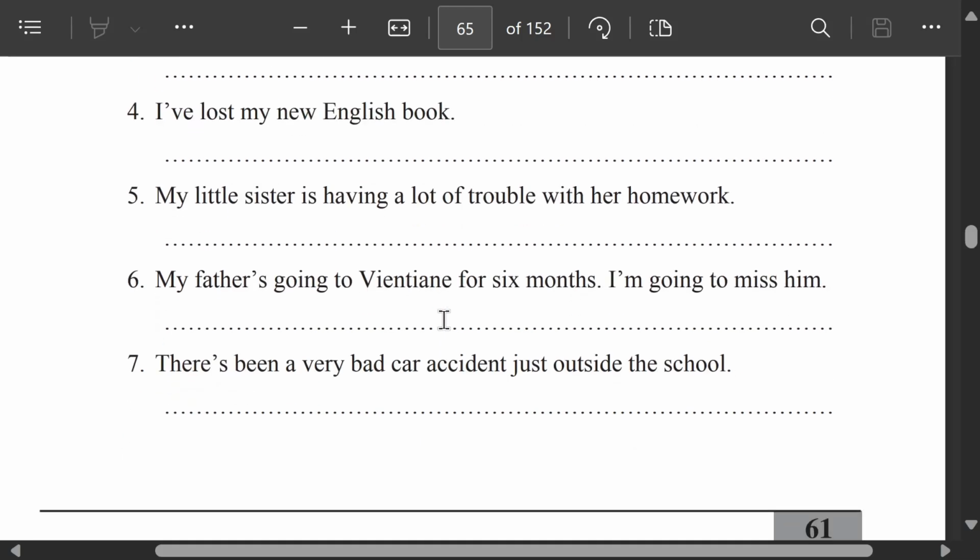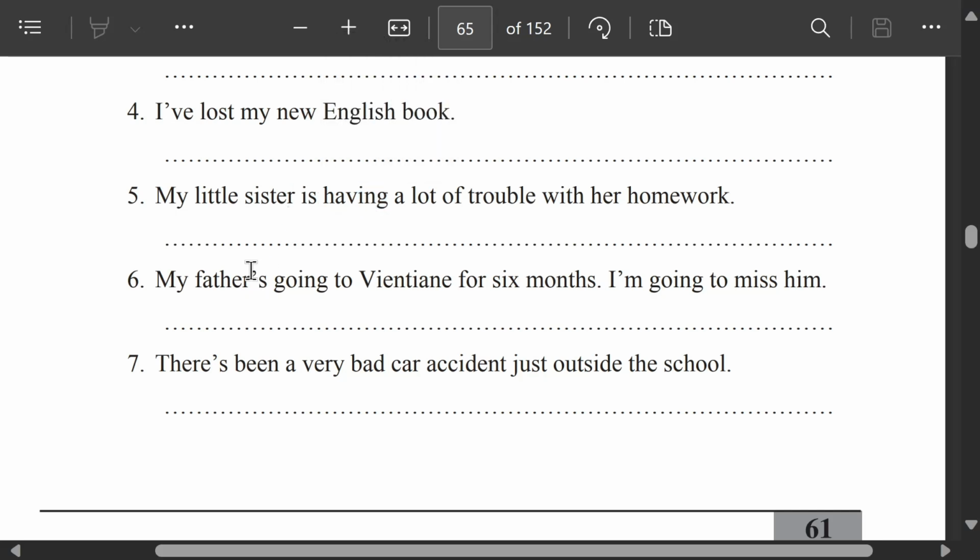What else? My little sister is having a lot of trouble with her homework. What tense is this? Present continuous. Look, ING, you see? Continuous. And then here you see it's present. Present continuous.